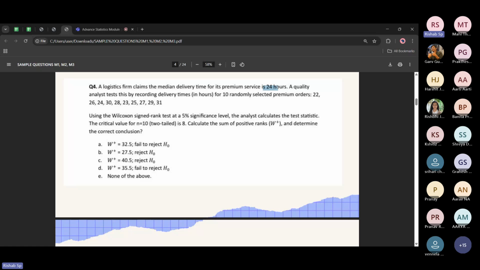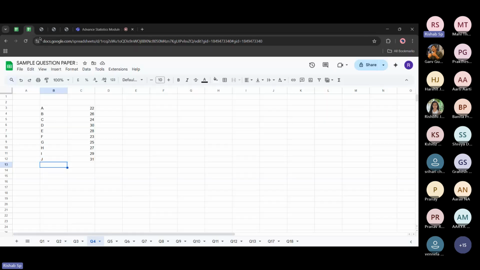First step, we have to find the deviation or the difference, right? So this value minus median: 22 minus 24, minus 2. 26 minus 24, 2. 24 minus 24, 0. 30 minus 24, 6. Then 4, minus 1, 1, 3, 5. 31 minus 24, 7. See, we got the difference, right?